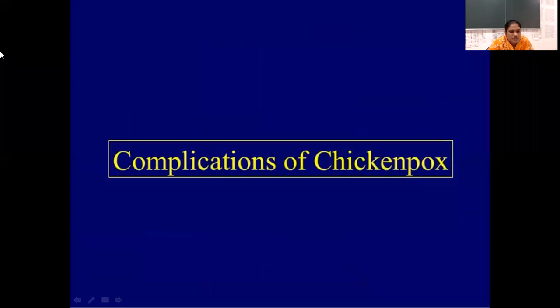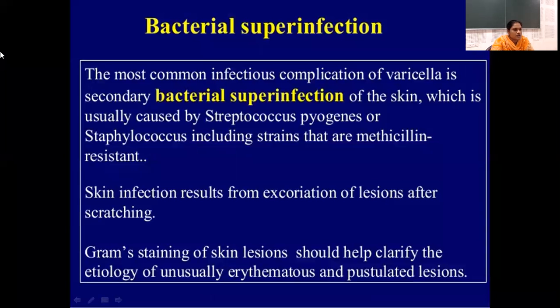Complications of chickenpox. The most common infectious complication is secondary bacterial superinfection of the skin, which is usually caused by streptococcus and staphylococcus, including methicillin-resistant strains. The skin infections result from excoriation of the lesions after scratching. Gram staining of the skin should help to clarify the etiology.